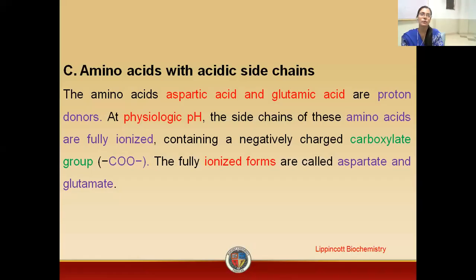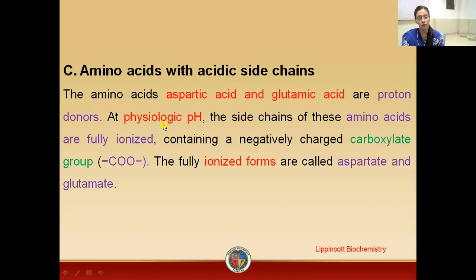Now students, in today's lecture, we will study amino acids with acidic side chains and amino acids with basic side chains. Firstly, we will start with amino acids with acidic side chains. In the previous lecture, we have already studied aspartic acid, glutamic acid, aspartate and glutamate. The amino acids aspartic acid and glutamic acid are proton donors.